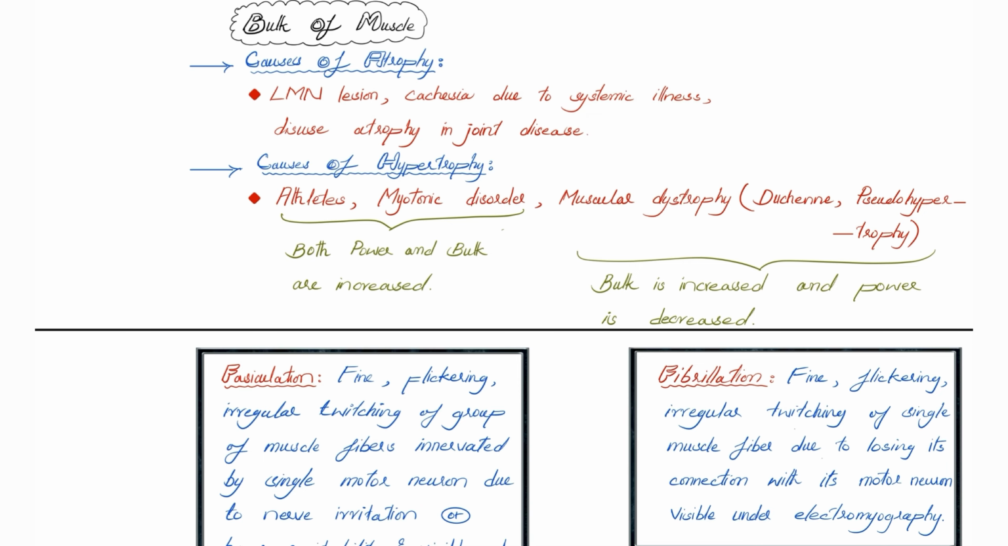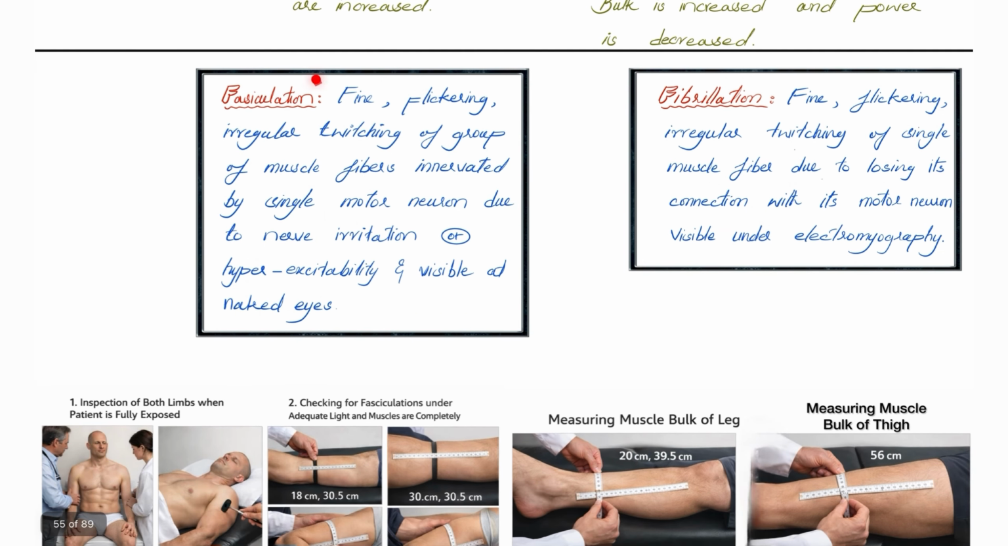And if the bulk of the muscle increases, this is called hypertrophy. So if the power as well as bulk increase, it can happen in athletes or myotonic dystrophy. But in muscular dystrophy such as Duchenne or pseudohypertrophy, the bulk of the muscles increases but the power decreases. There are two common terms that you should have knowledge about.